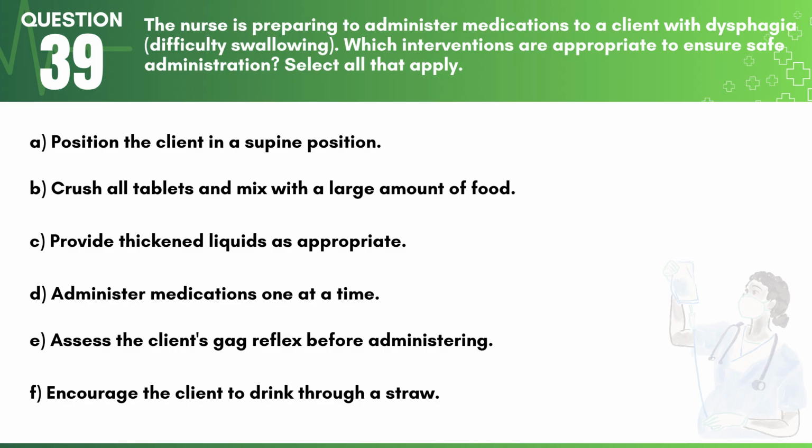Question 39. The nurse is preparing to administer medications to a client with dysphagia, difficulty swallowing. Which interventions are appropriate to ensure safe administration? Select all that apply. A. Position the client in a supine position. B. Crush all tablets and mix with a large amount of food. C. Provide thickened liquids as appropriate. D. Administer medications one at a time. E. Assess the client's gag reflex before administering. F. Encourage the client to drink through a straw.